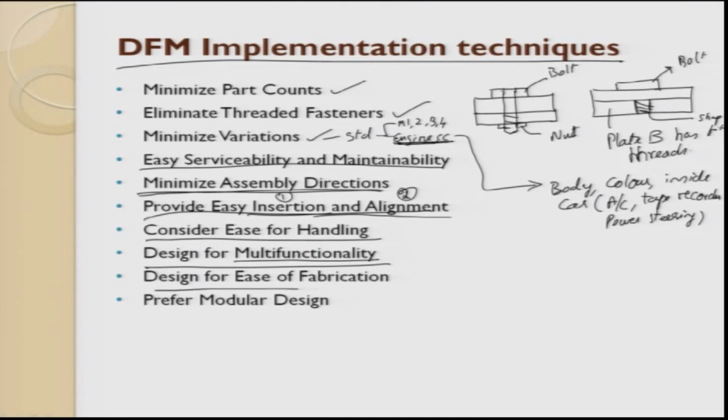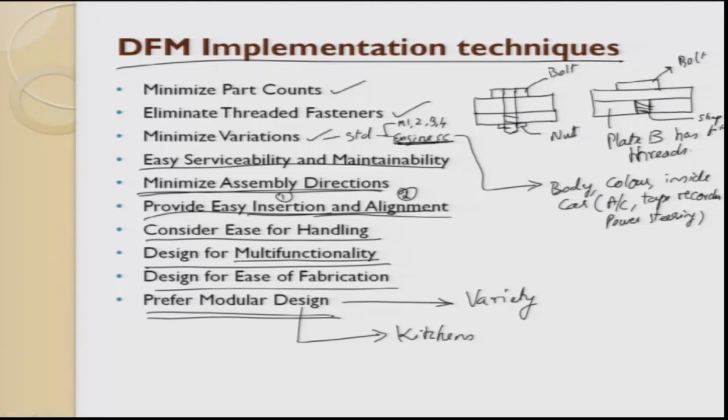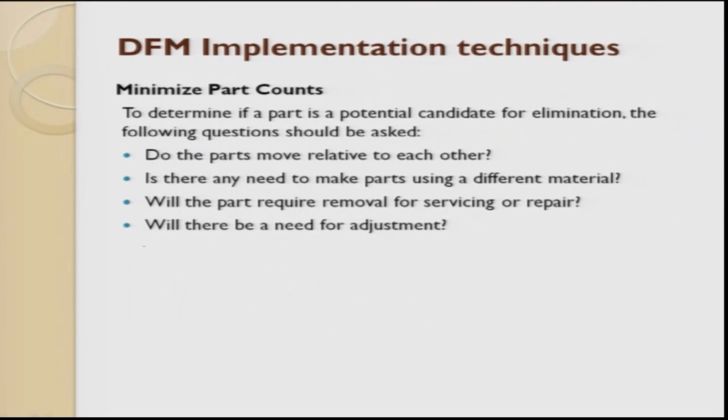Okay. Then ease of fabrication and preferred modular design. So, this modularity is coming up in a big way such that they give a variety. You can see today modularity is followed even in kitchens. Depending upon your choice, you can choose whichever tray you want, whatever covering you want, whatever color you want. All these things are part of modular assembly. All these techniques get implemented if DFM is implemented. If I say I am following DFM, then that means I am following almost all of these points which I have discussed here.